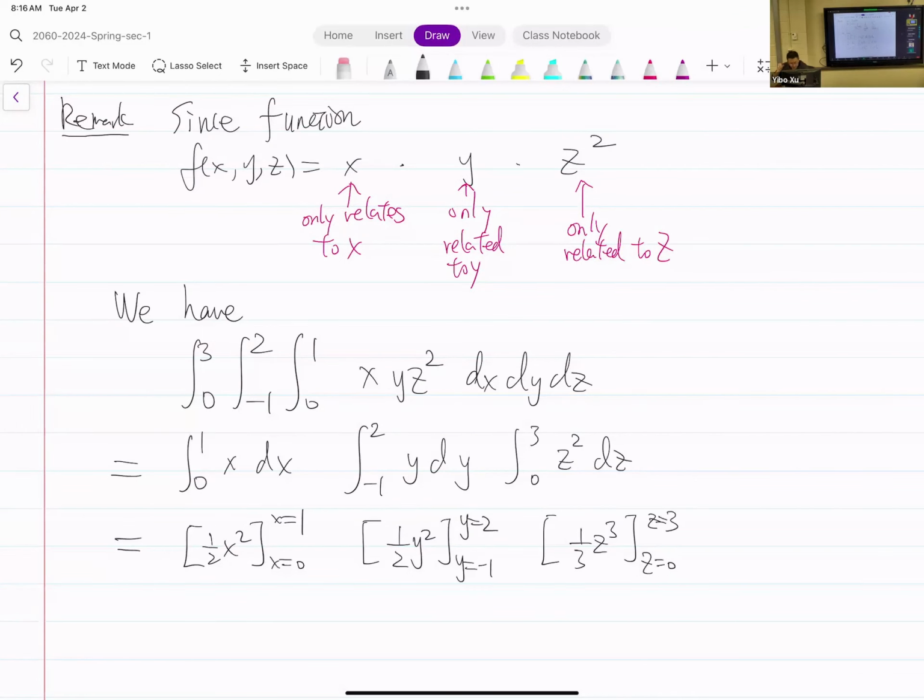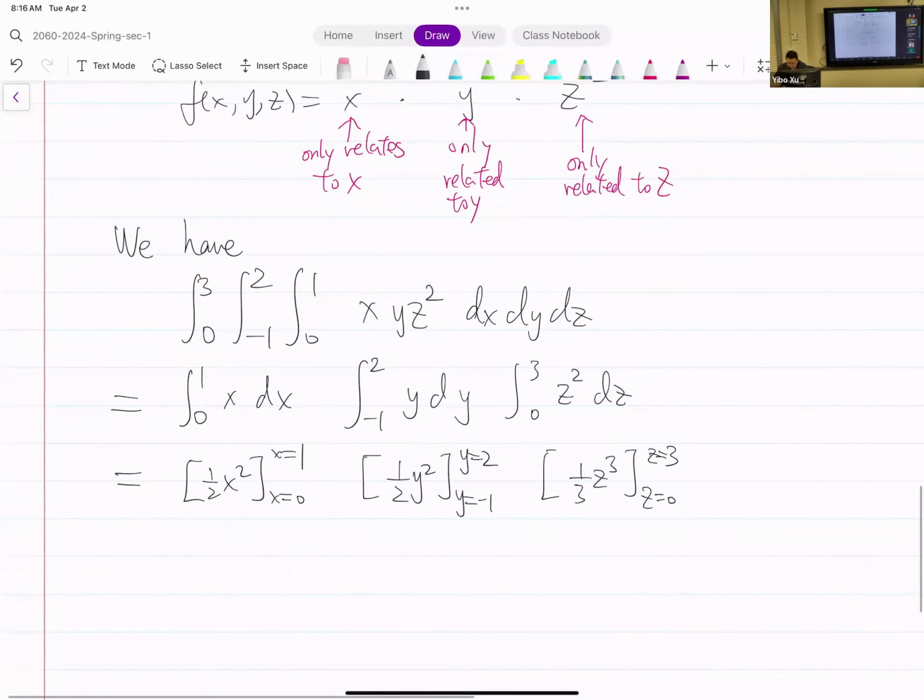Okay. And you can expect the answer will be the same as the step from above. So it's going to give you the value. You can see from the first evaluation it should be 1/2, right? From the second evaluation it should be 1/2 times 3, right? From the third evaluation it's going to be 9.